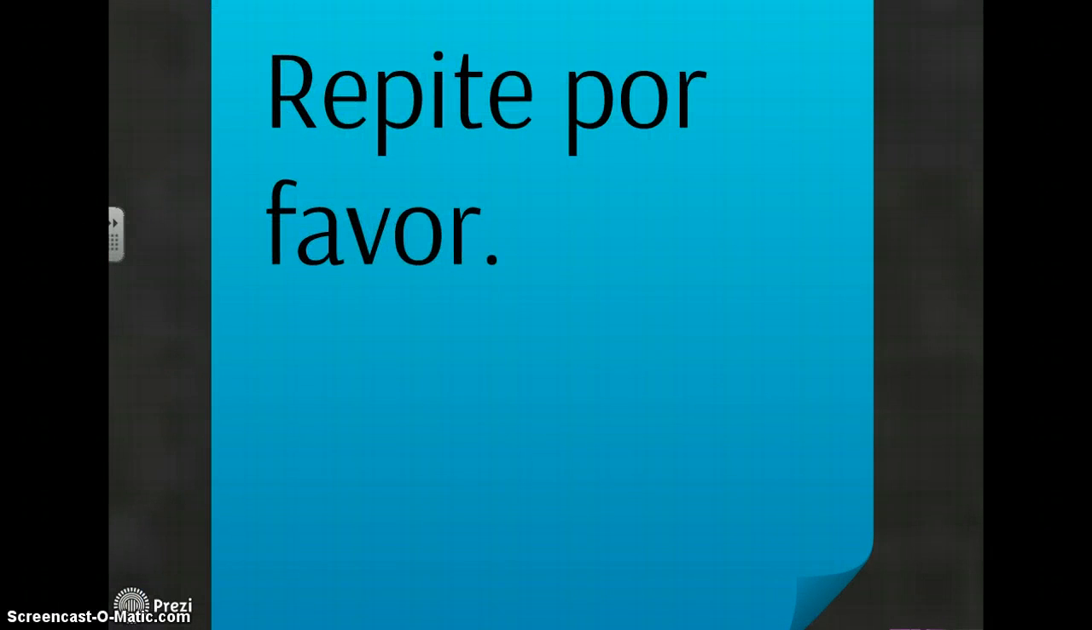No comprendo is a useful phrase if you don't understand something. It means I don't understand. Repite, por favor, could be a phrase you use if you would like someone, a student or the teacher, to repeat what they just said.